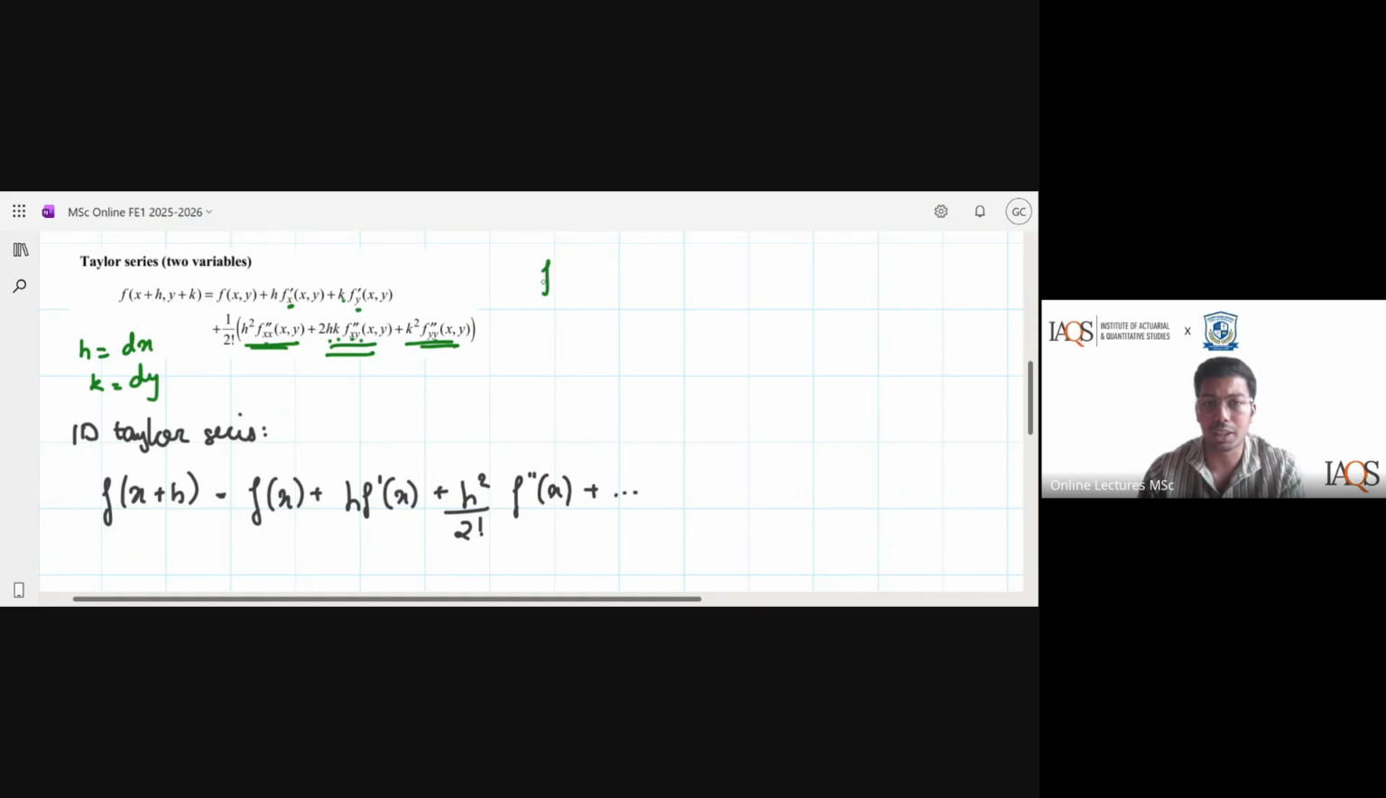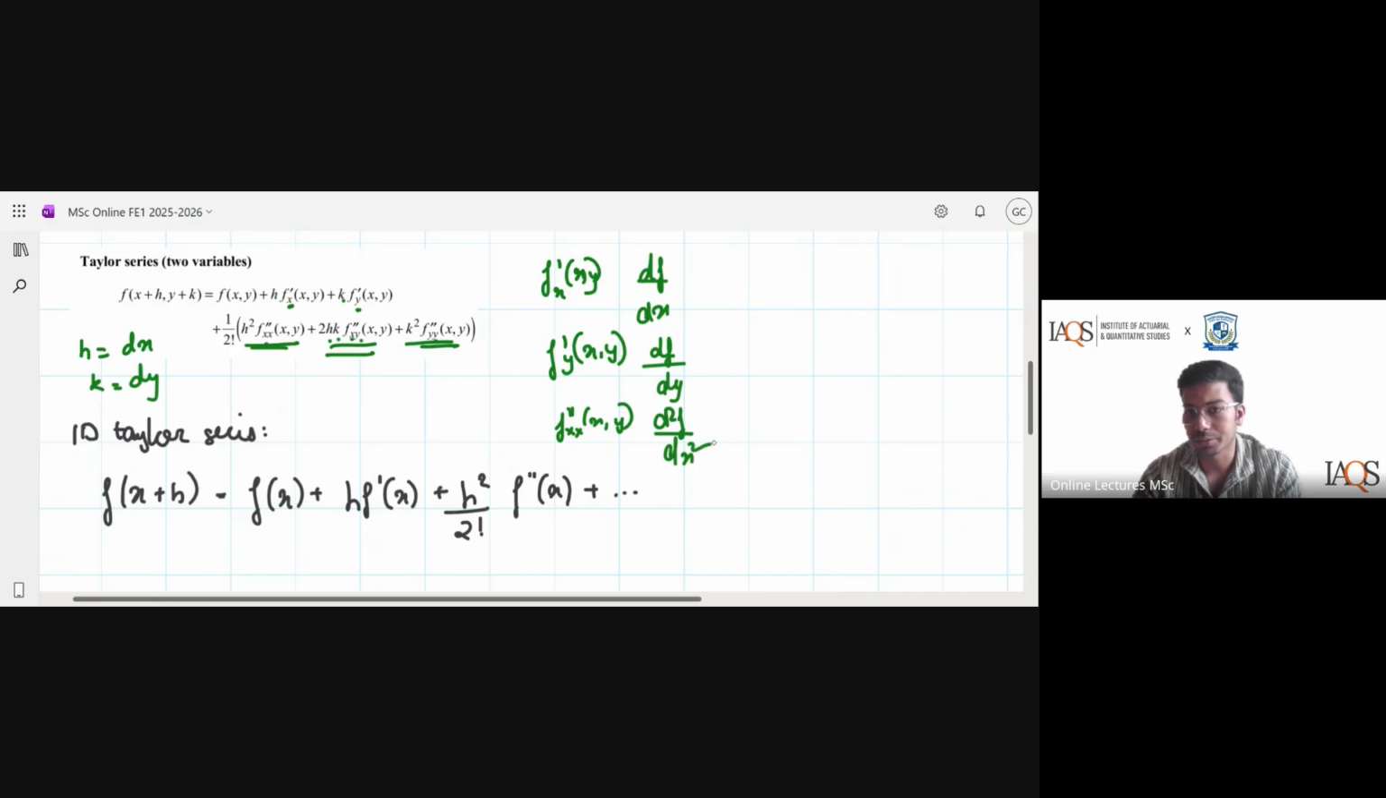When they write f dash x, it means df by dx. When they write f dash x comma y with respect to y, they are saying df by dy. When they say f double dash x comma y, xx, this means the second derivative of the function with respect to x. So on and so forth. Understood?